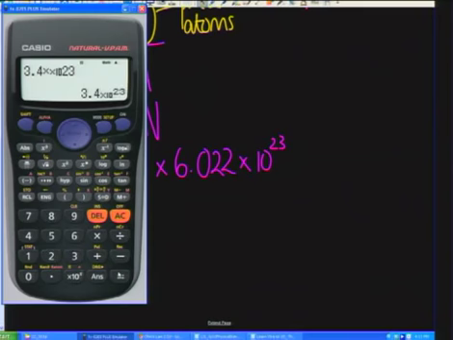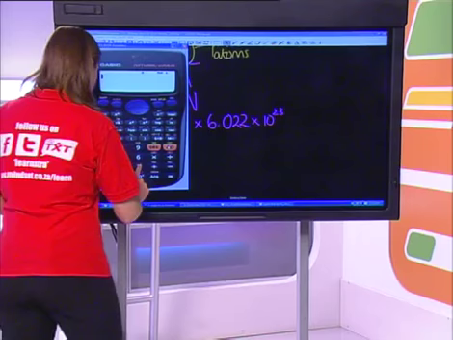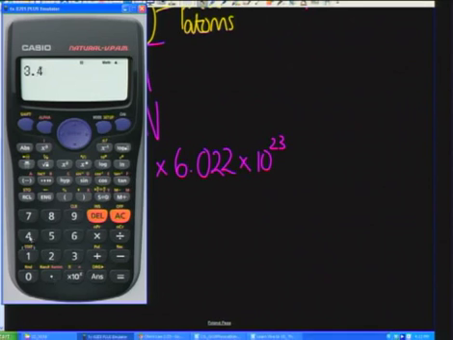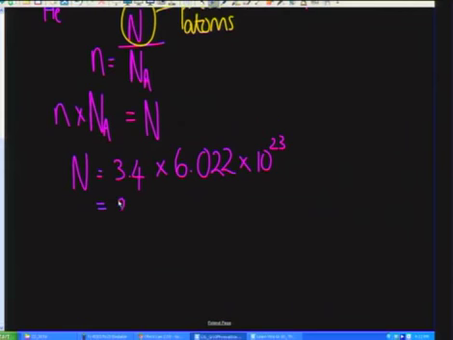sorry, I need to clear that. I didn't put the 6.022. 3.4 multiplied by 6.022 times 10 to the power of 23 equals, and there I have it, 2.047. So let's round off to 2 decimal places. And so I'm going to write there 2.05 times 10 to the power of 24. Going across here, that was 2.05 times 10 to the power of 24.